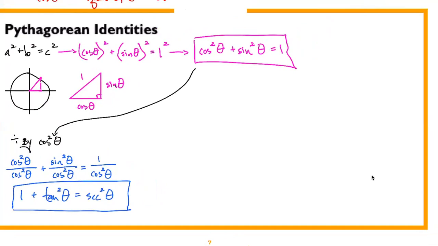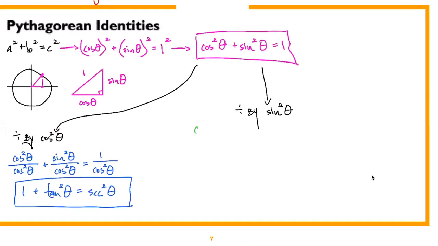So we're going to go back to the original. And this time, I'm going to say, let's divide by sine squared theta, okay? That means I'm going to have cosine squared theta divided by sine squared theta plus sine squared theta over sine squared theta equals 1 over sine squared theta. All right? Sine squared divided by sine squared is 1. That part's easy, so I'll give that to you.